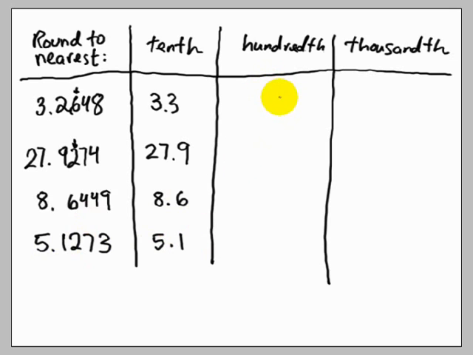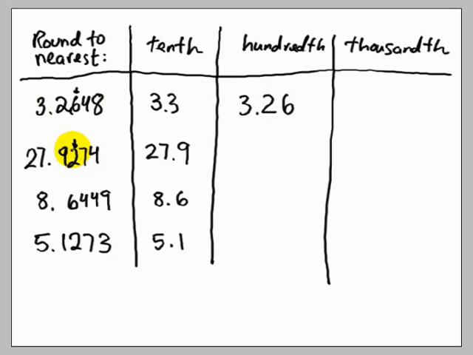Good. Now let's round all of these to the nearest hundredth. The hundredths is this second digit from the right of the decimal point, right? It's a 6. So this is our rounding digit. We look one to the right. That 4 there, since it's smaller than 5, tells us just to leave that 6 alone. So our answer is 3.26.